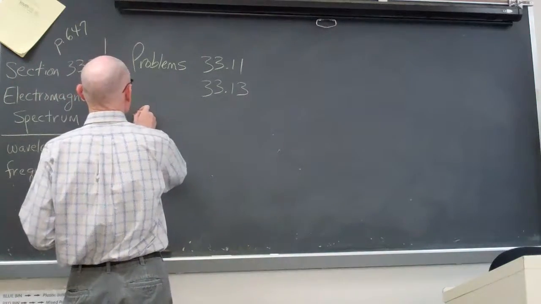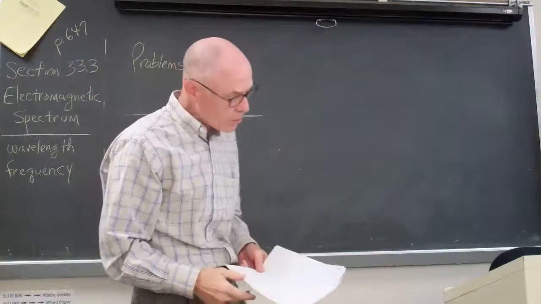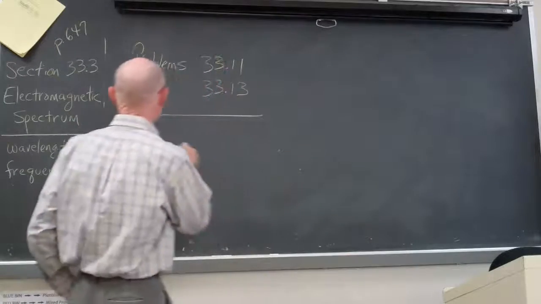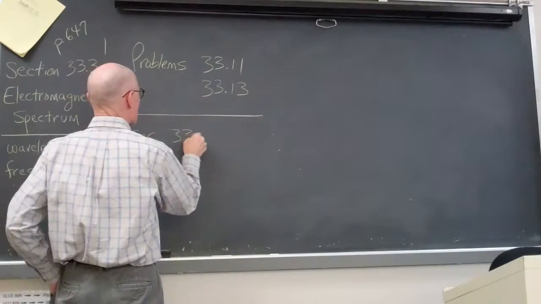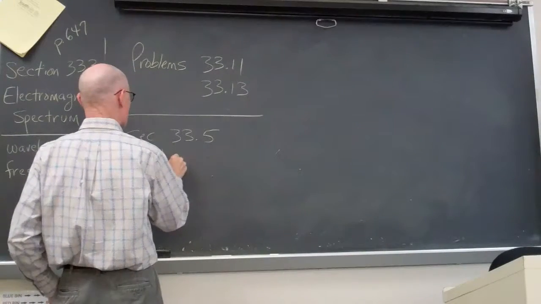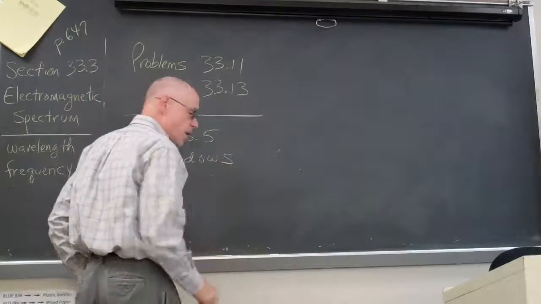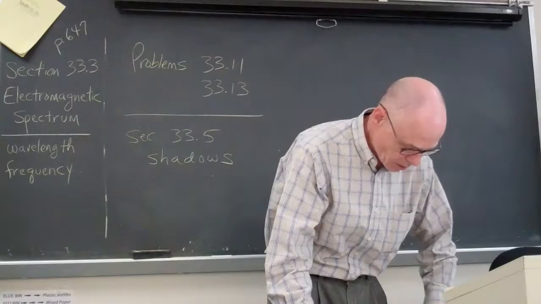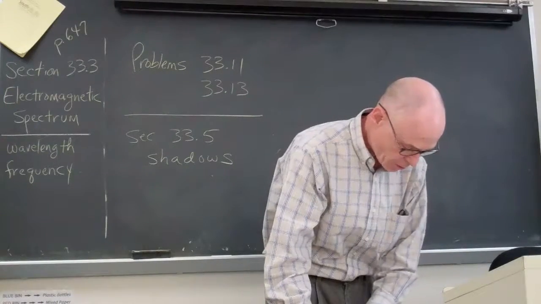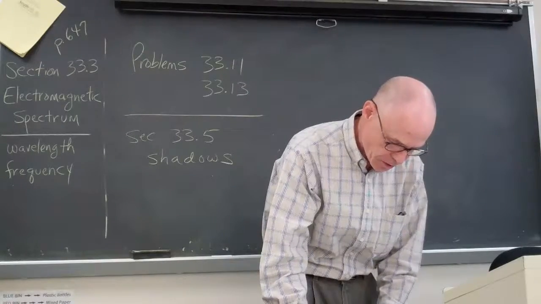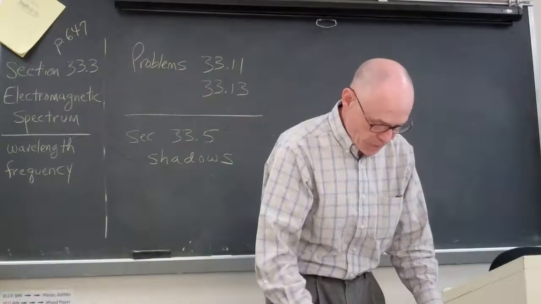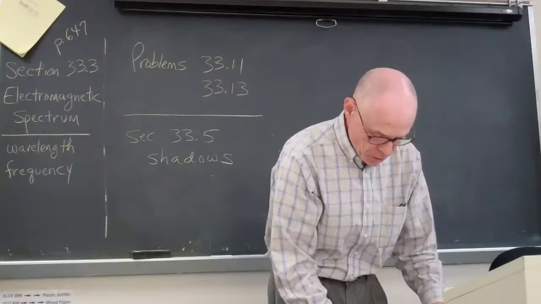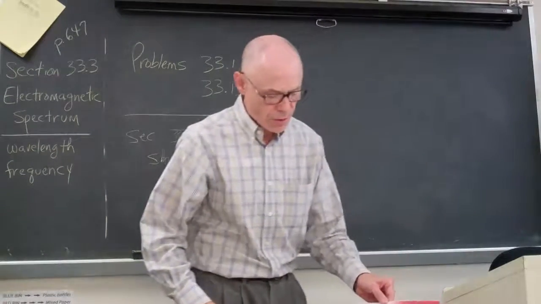And then also for tomorrow, what we're going to start looking at tomorrow is section 33.5, shadows, and that is going to be the last section that we talk about in this particular chapter. So that starts at the bottom of 649 on to the top of page 651. And then after we're done with that section, then we're going to move on to reflection and mirrors, chapter 34.